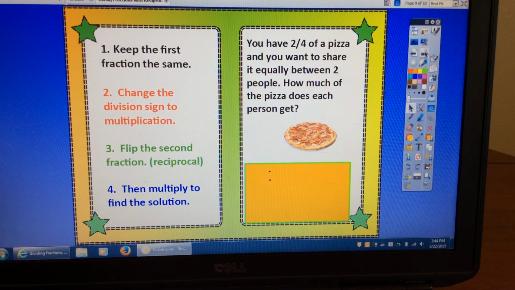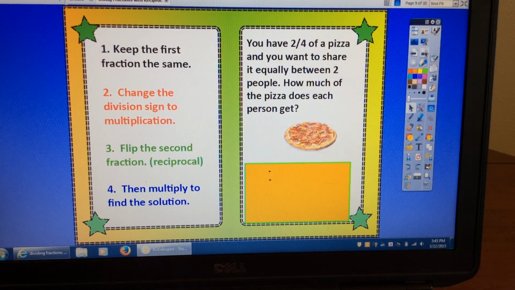That's always the question. So keep the first fraction the same. Change the division sign to multiplication. You're going to flip the second fraction to the reciprocal, and then you're going to multiply to find the solution. So go ahead and pause and see if you get the answer. Good luck. Remember your steps.